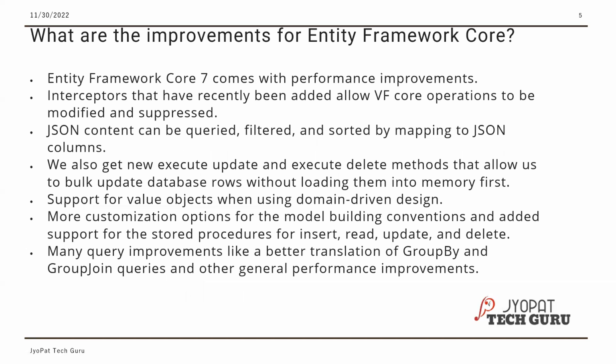Interceptors that have recently been added allow EF Core operations to be modified and suppressed. JSON content can be queried, filtered, and sorted by mapping to JSON columns. So you are having the JavaScript notation. Many of these outputs we used to get from the web API. So now these can be queried, filtered, or sorted by mapping the JSON columns.